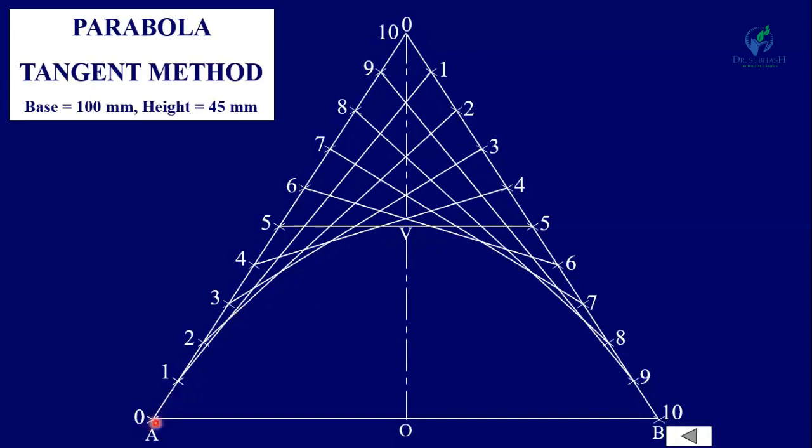And now from point A, draw a curve which will be tangent to all these lines. So you will get a parabola. This method is known as the tangent method, and this parabola will pass through the vertex, and this height is 45 mm. Okay, so this method is known as the tangent method.